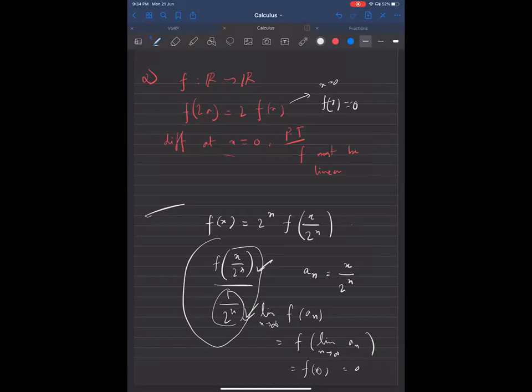That's a good observation to think that we can apply L'Hopital here. This of course might not go to 0, and will not go to 0. This is linear, right? So f of x won't be 0 for all x.